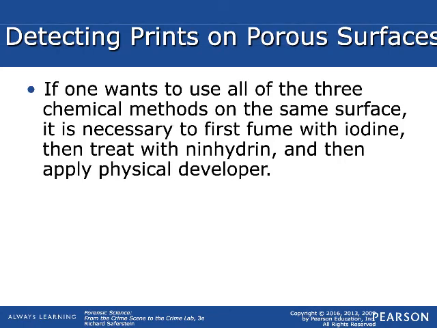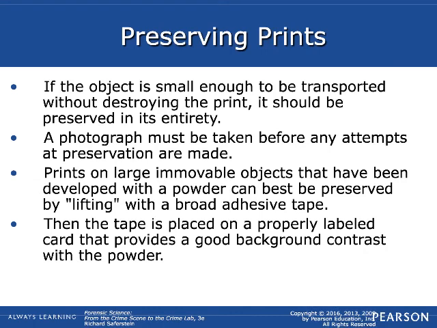Okay, now if you want to use all three of those chemical methods, they've come up with a protocol to do that. First they fume with iodine, and then they treat with ninhydrin, and then they use the physical developer. I guess you could say you do it in alphabetical order, right? So iodine, then ninhydrin, and then physical developer would be the order that you would do it in if you wanted to use all three.